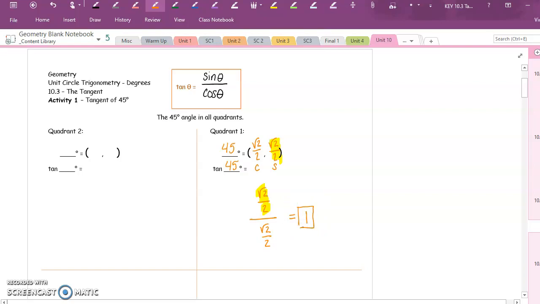In quadrant 2, remember for 45 degrees, everything ends in a 5. So in between 90 and 180, we have a reference angle of 135 degrees. In quadrant 2, we have negative, positive. So for tangent of 135 degrees, remember it goes cosine comma sine. So I'm going to take my positive square root 2 over 2 divided by my negative square root 2 over 2. A positive divided by a negative is a negative, so we get negative 1.